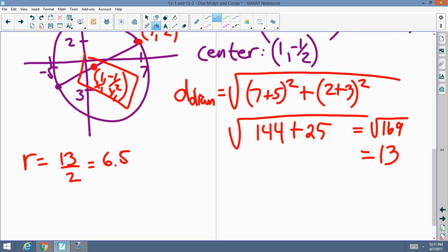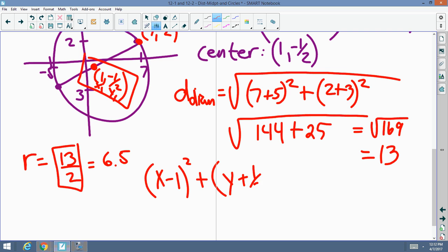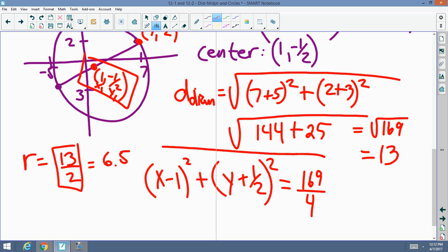But you don't want to work with decimals. You want to stay with fractions. Okay? Now I have my center. Now I have my radius. So my function is x minus h squared plus y minus k squared equals my radius squared, which is 169 over 4. It's better that way. You don't want to work with fractions in the distance formula.